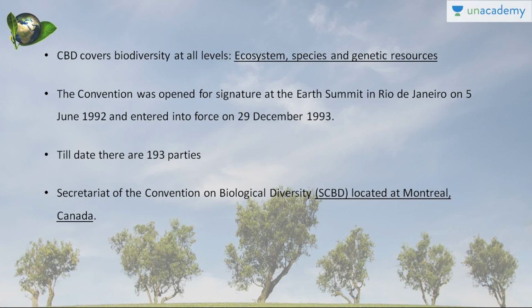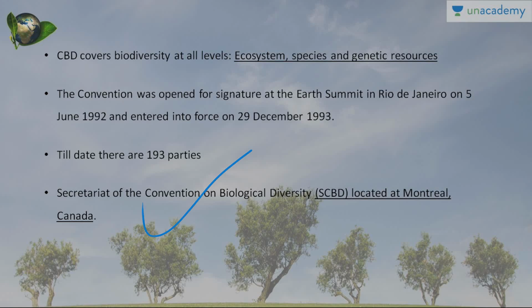Now, CBD covers biodiversity at all possible levels: ecosystem level, species level, genetic resources, etc. The convention was opened for signature at the Earth Summit. It is very, very famous, in Rio de Janeiro, which is in Brazil, in South America. Okay, on 5th June 1992, and it entered into force about 1.5 years later, on 29 December 1993. And till date, there are 193 parties to it. The Secretariat of the Convention on Biological Diversity (SCBD) is located at Montreal in Canada. So these questions are important.